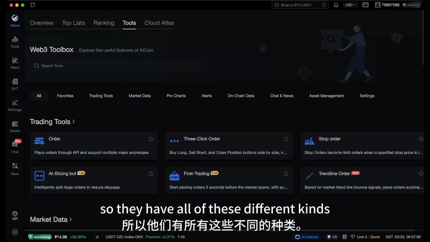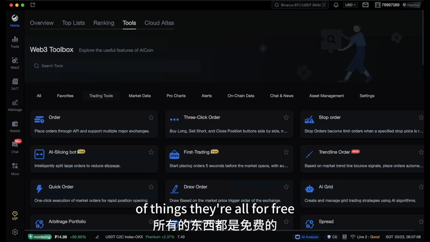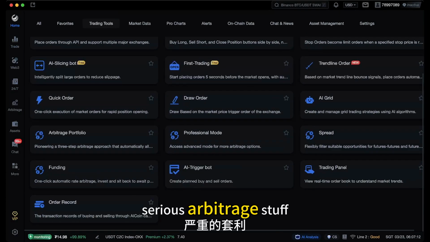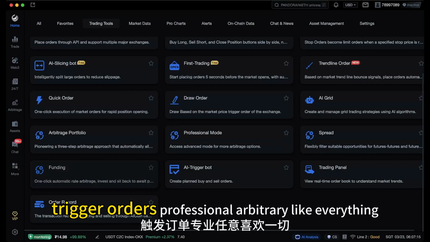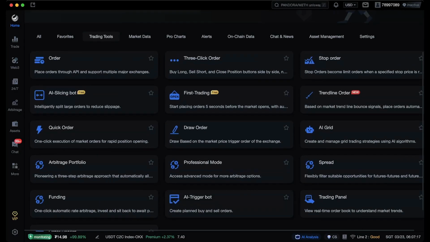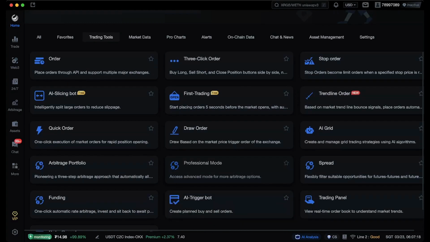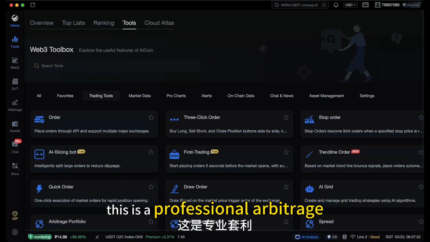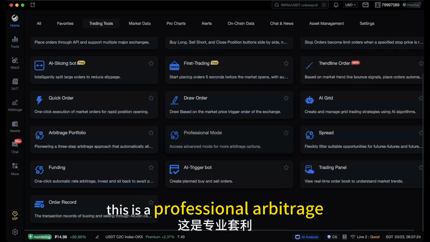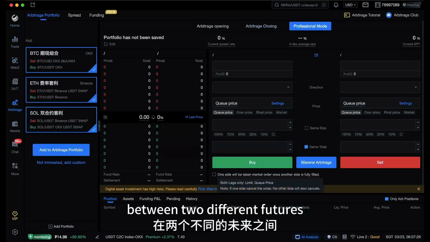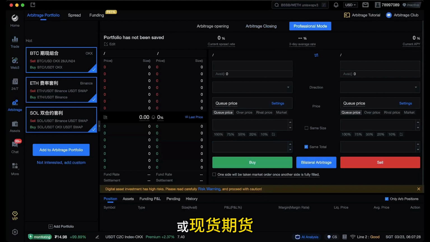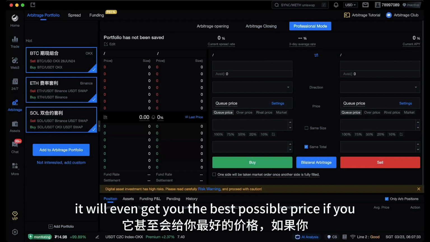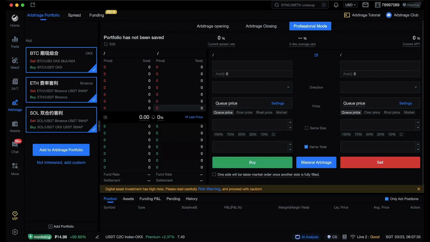They have so much. Let's just begin with trading tools, okay? They have all of these different kinds of things. They're all for free, as you can see right here. I'm talking about serious arbitrage stuff, trigger orders, professional arbitrage, everything. I have a BitGet account that I've hooked up the API to this, but there's just so much going on here. This is a professional arbitrage that you could pull off right now between two different futures or a futures and a spot, and it will tell you everything you need to know.